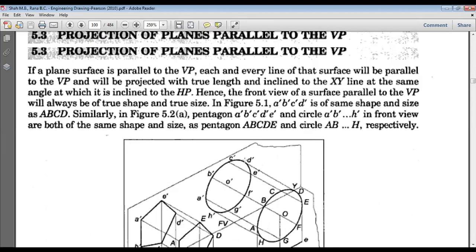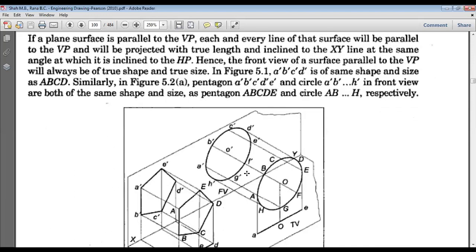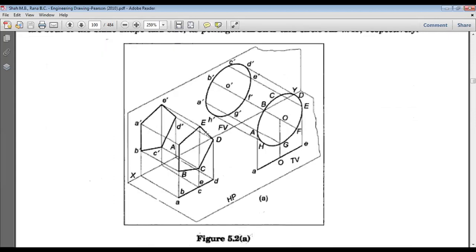Okay, see, if you look at this figure, if a plane surface is parallel to the VP, each and every line of that surface will be parallel to the VP and will be projected with true length. Whenever you want to get the true surface, that means the true surface will be seen in the front view, not in the top view. See, if you look at this figure and this figure, the same true shape will be seen in the front view.